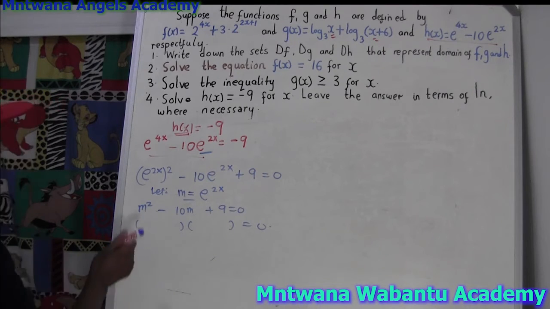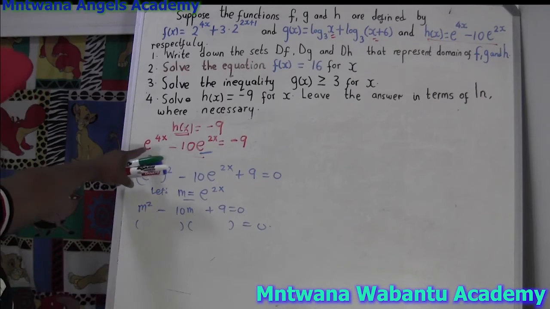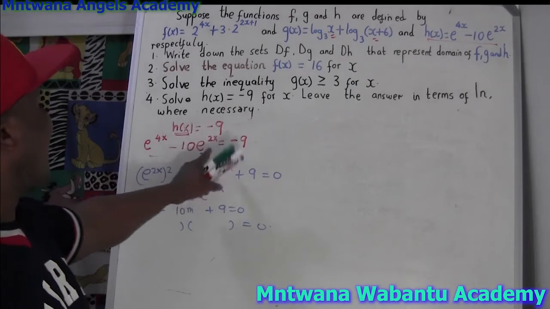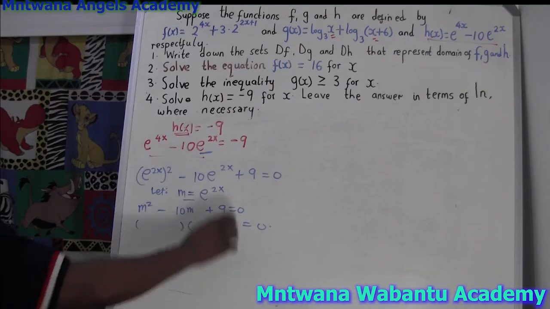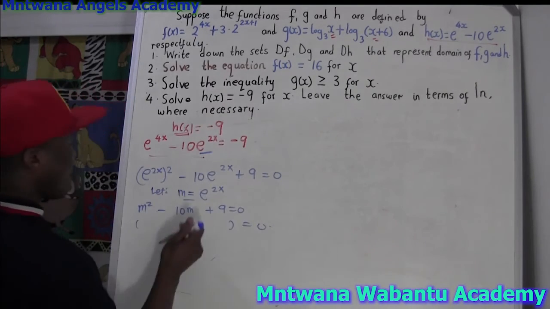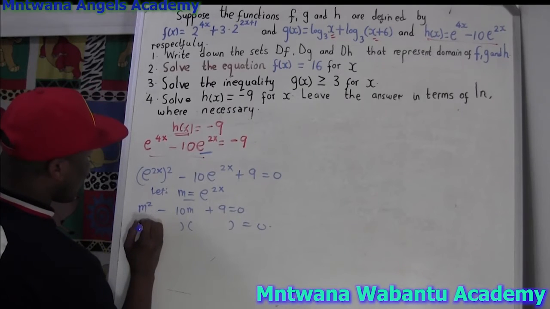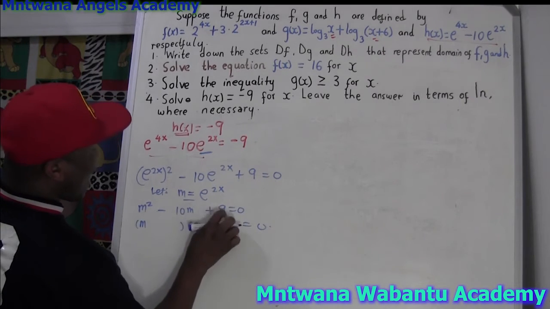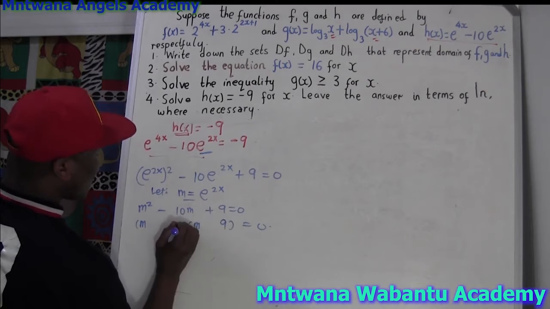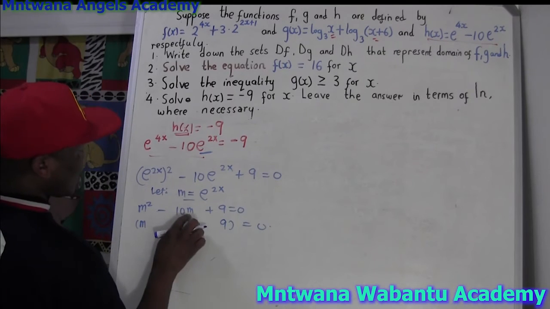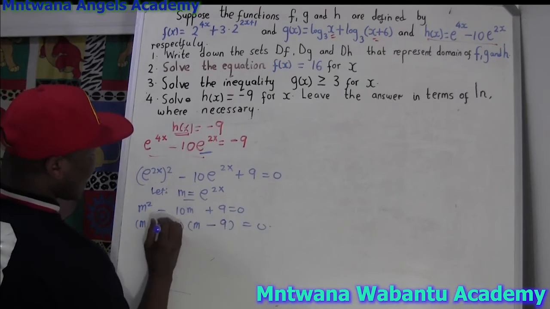So how are we going to solve a quadratic? Let's say e 4x minus 10, okay, negative 9, come back. Now forget m squared, it means this must be m and this must be m. How are we going to get 9? One must be 9 and one must be 1. But to get negative 10, this must be negative and this must be negative.